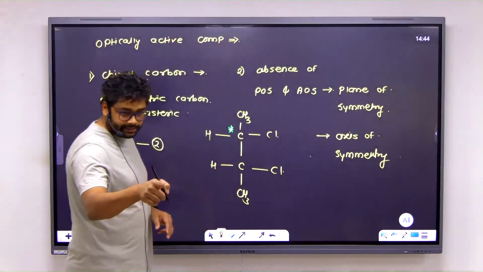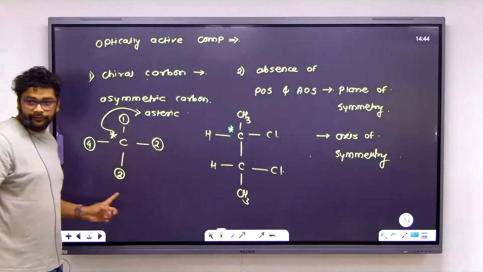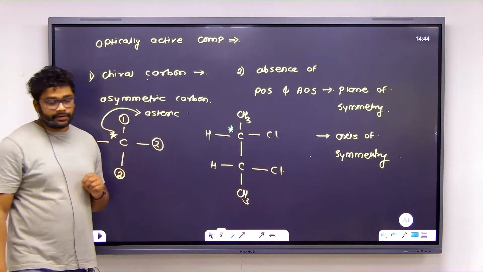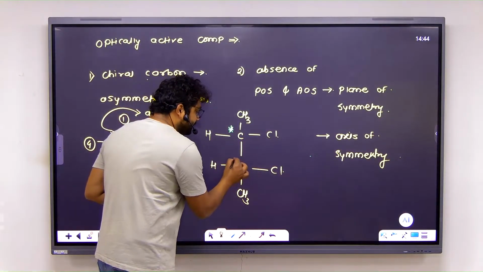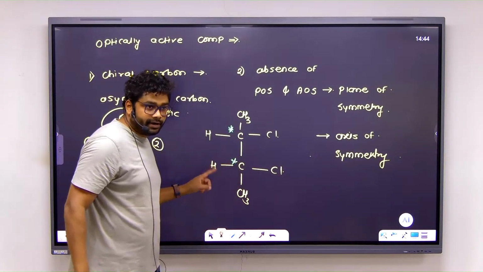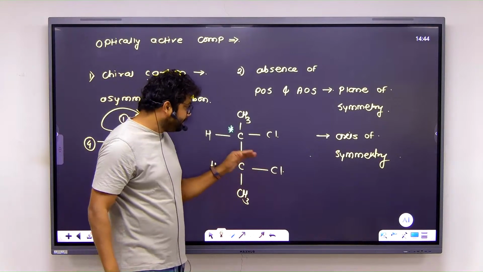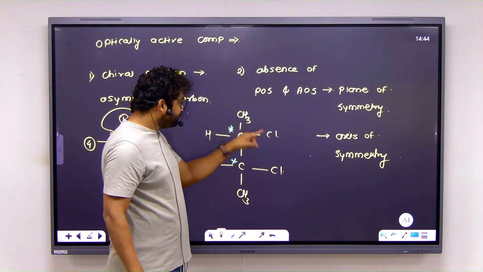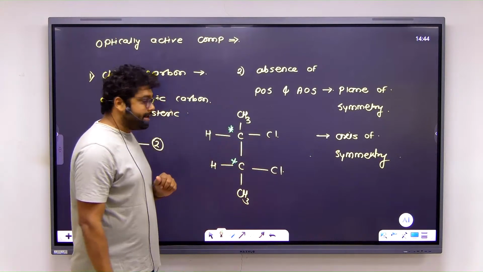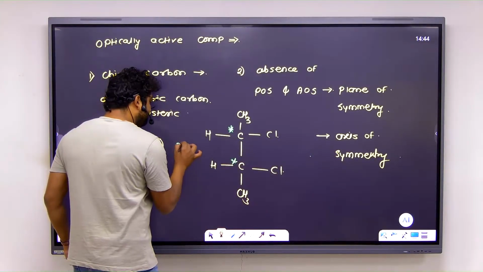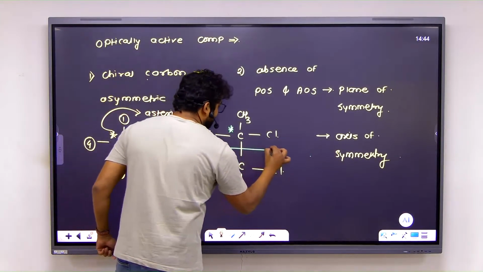What is a chiral center? It has 4 different groups attached. This is another chiral center which has 4 different groups attached. 1, 2, 3, 4. 1, 2, 3, 4. Now, if you imagine the plane polarized light, which will pass from what?